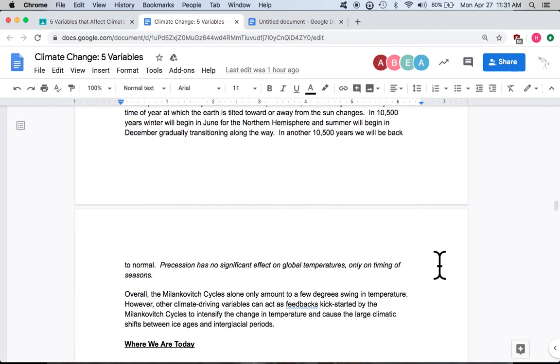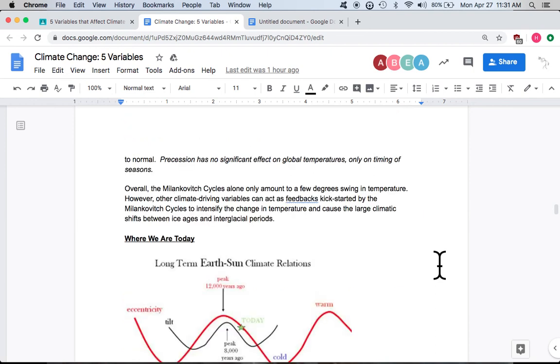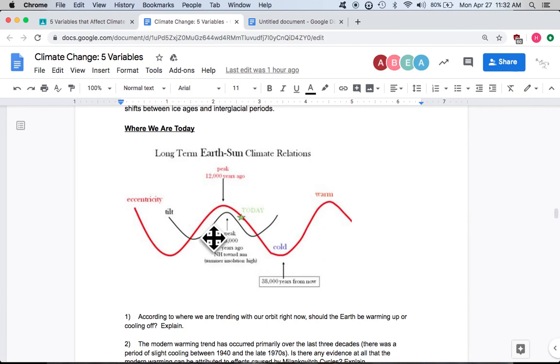Where are we today? Well, this graph, long-term Earth-Sun, is a blended, handmade graph, and we'll say we're here. If we look at some of these long-term trends, especially eccentricity, which is how elliptical the orbit is, we can see a long-term oscillation in eccentricity. We can also see a shorter term, but still long-term, oscillation in the tip of the Earth's axis. And then here we are today.